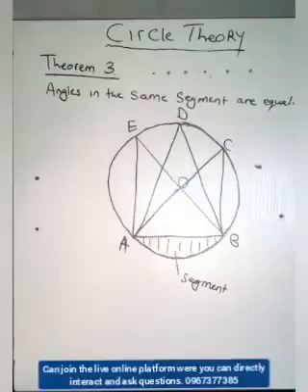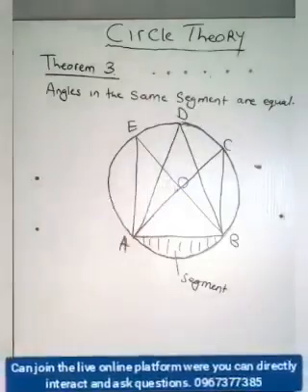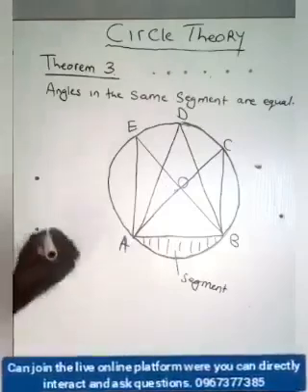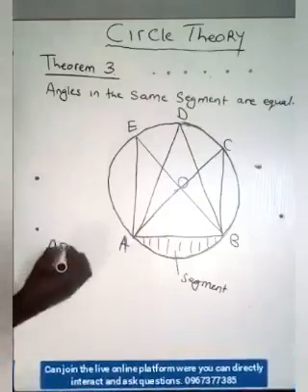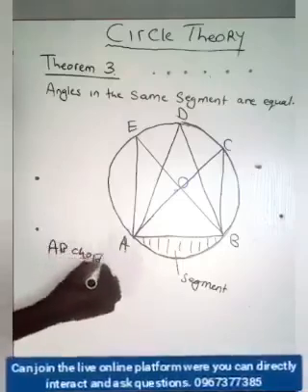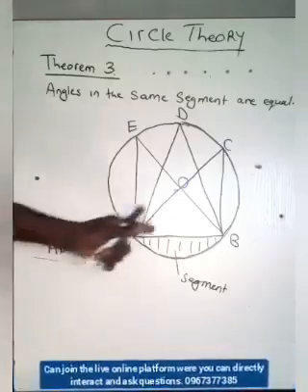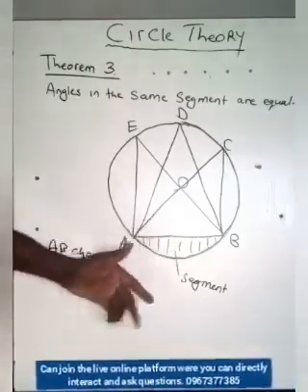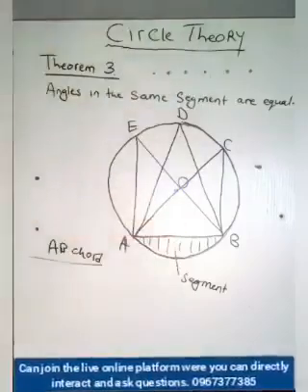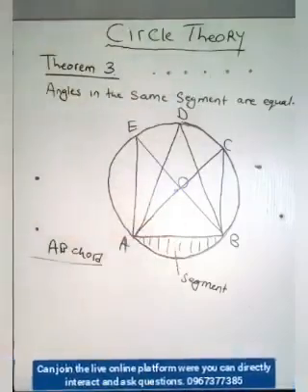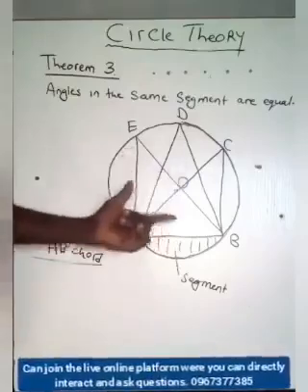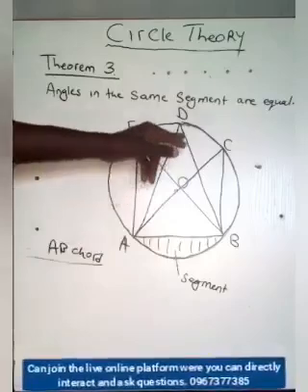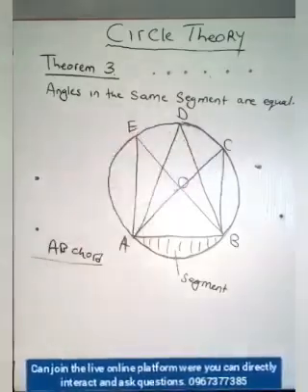Okay, so we have this circle which has the center O, and in this circle we are using line AB as our chord. So using line AB as our chord produces two segments. There is this small segment I've shaded, and there is this bigger segment I've not shaded. Now, in this bigger segment, we find three angles. There is this angle here, there is another angle here, and there is another angle there.